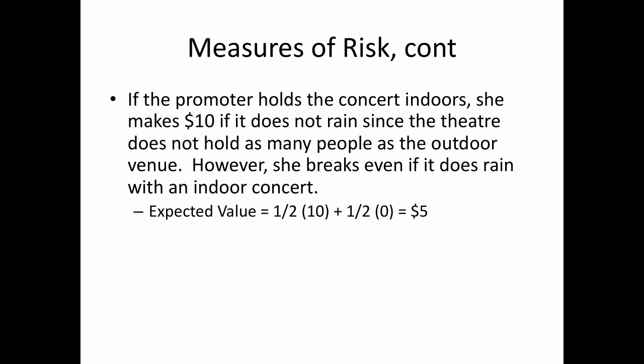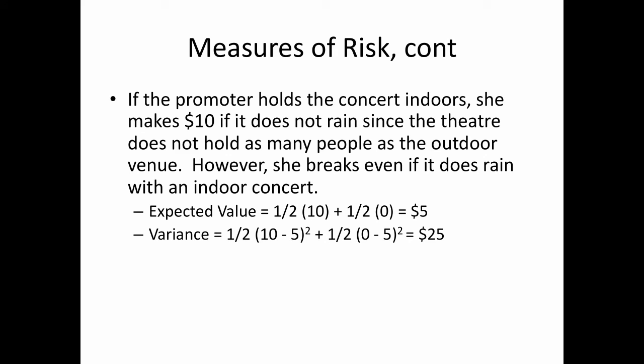So what we would want to do is calculate the expected value under this alternative of holding the concert indoors. And again, all we would do is apply the expected value equation. It's 1/2 times the value if it does not rain, that's $10, plus 1/2 times the value if it does rain, and that's going to be a break-even amount, so 0. If we work through the calculations, the expected value is 5. Recall, the expected value if the concert was held outside was also 5.